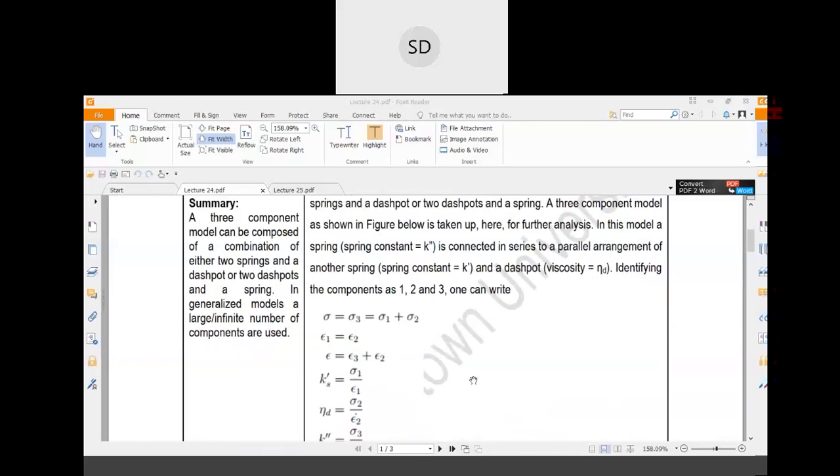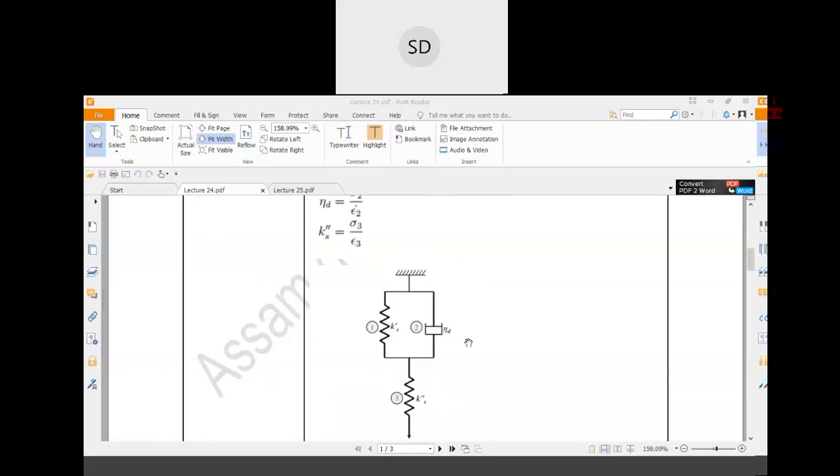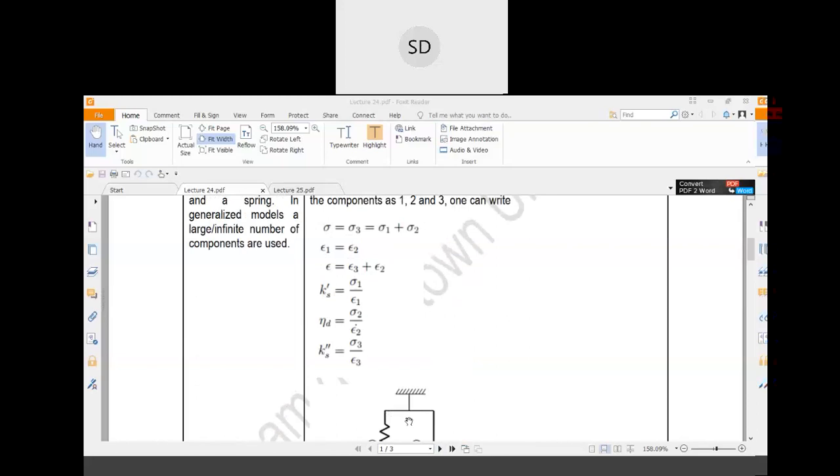Now here, the detailed mathematical formulation for the three-component model is given, but that is not needed for you. I just wrote it for reference only. See, this is the three-component model, where one spring and one dashpot are connected in a parallel connection. This particular portion is nothing but your Kelvin-Voigt model, and that Kelvin-Voigt model is connected with a spring in a series connection. If you go for the detailed analysis, you know the stress and strains there, and then you just have to consider that stress in the spring in this model. So these are the three-component models.